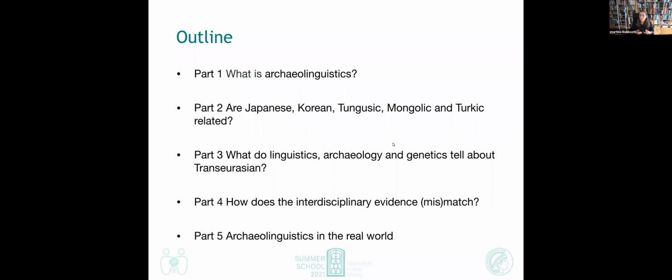The question: are Japanese, Korean, Tungusic, Mongolic, and Turkic languages related? And then in part 3, we will see what linguists and archaeologists and geneticists individually can tell about Trans-Eurasian. And then in the fourth part, I would like to bring together the different lines of evidence to map them on each other. The question there will be, how does the interdisciplinary evidence match or mismatch? Are there similarities? Are there discrepancies?